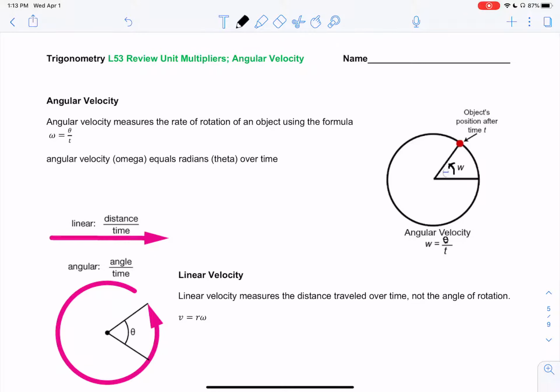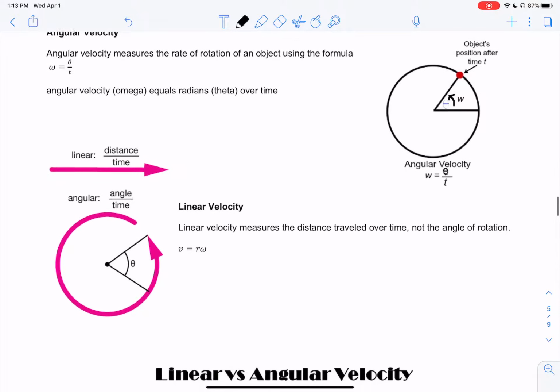Hello, Trig students. This is lesson 53, review unit multipliers and angular velocity. We're going to quickly review angular velocity versus linear velocity by thinking about a 90-degree angle.